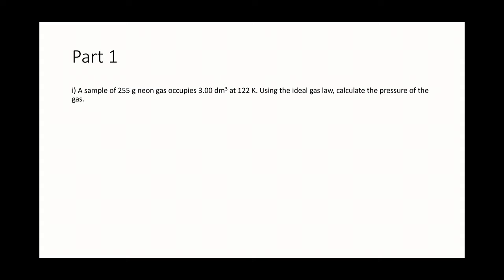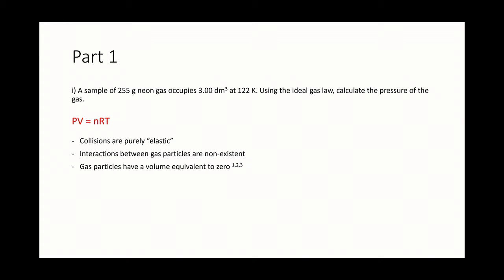So, we first need to introduce the ideal gas law, and this is PV is equal to nRT. And this equation represents a perfect gas system. Now, by a perfect gas system, it's where we satisfy the following conditions. All of the collisions in the system are completely elastic. There are no interactions between gas particles, and the gas particles have a zero equivalent in volume.